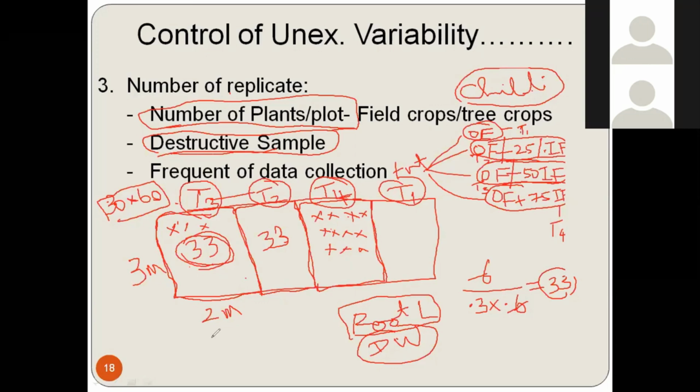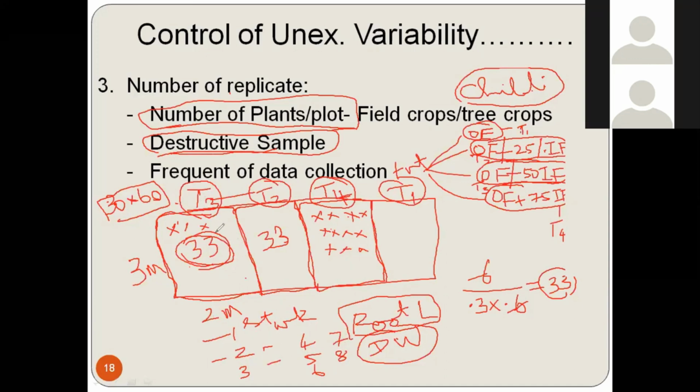For example, even when you come to your research, some researchers want to measure the dry weight in the first week, the second week, the third week, fourth week, fifth week, and so on. Sixth week, seventh week, eighth week. So for 8 weeks, they want to measure. So what shall we do?